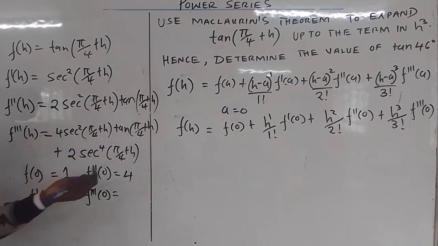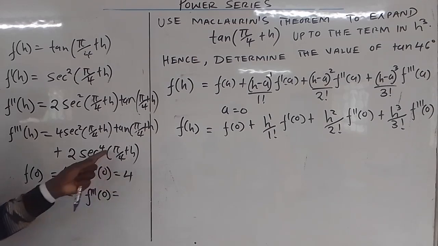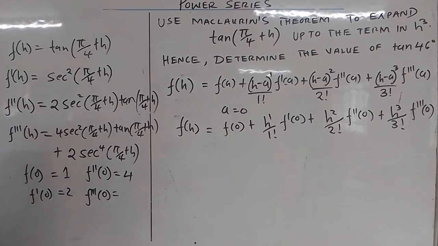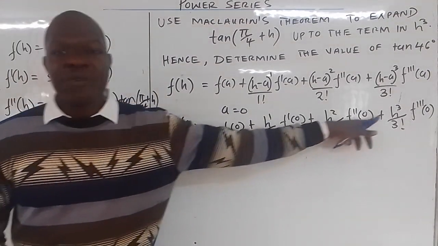Then it is plus sec pi over 4, which was 2. When it is squared again, it is now 4. When it is raised to power 4, it means root 2 raised to power 4, that is 2 squared, that is 4. 4 times 2 is 8. 8 plus 8, isn't it? 16. Come here and substitute everything.